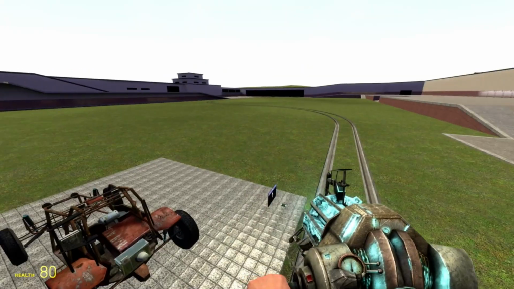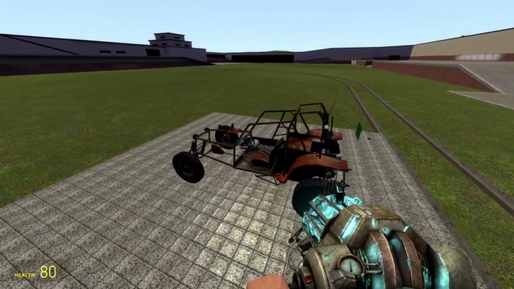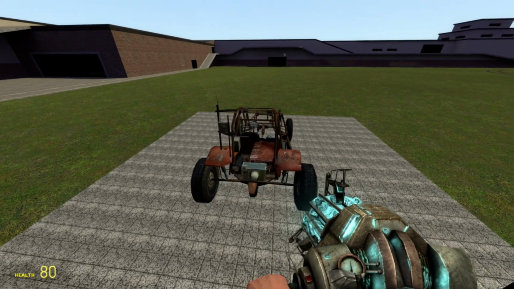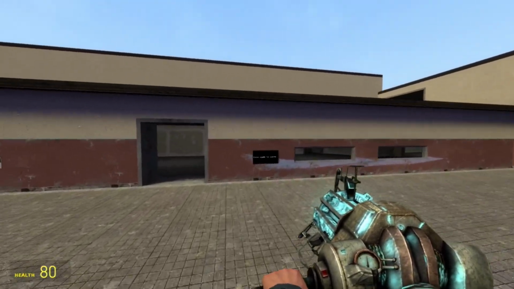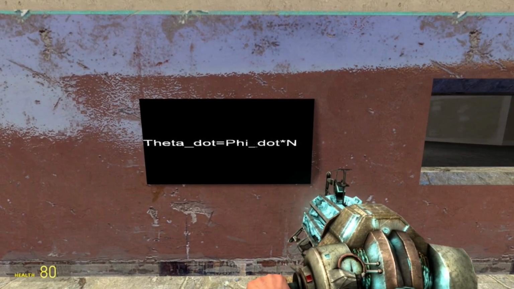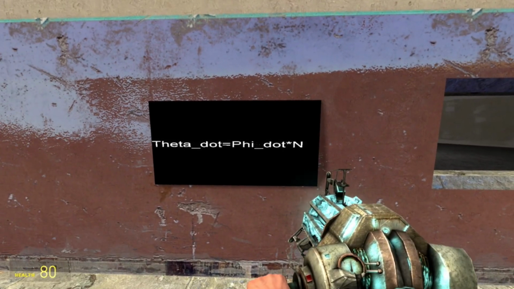Now the method that I showed you, with which this car was able to easily intercept me, is actually called proportional navigation. And here's the formula: theta dot equals phi dot times n. And phi dot is the speed of rotation of the line of sight.